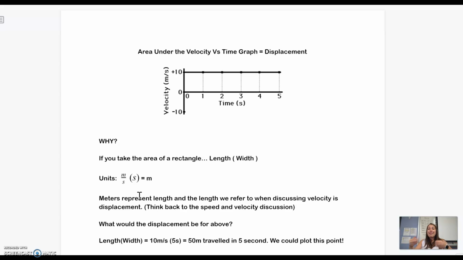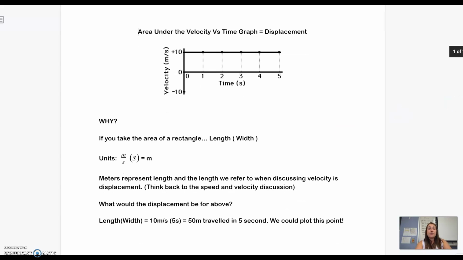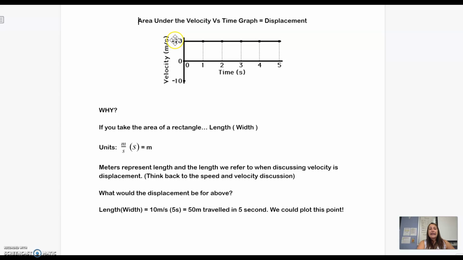Well, meters is a length measurement, and if we're dealing with a length measurement and velocity, that brings us to displacement. So your delta x is telling you how far you're going between your xi and your xf. So what would the displacement be for the above question? Well, all we need to do is take the area, where we take 10 meters per second multiplied by 5 seconds, and you find out that you travel 50 meters in 5 seconds. And we could actually plot this point. Assuming that your object started at the reference point, so 0, 0, we could then go to 5 seconds, go up to 50, and then we'd have our line.